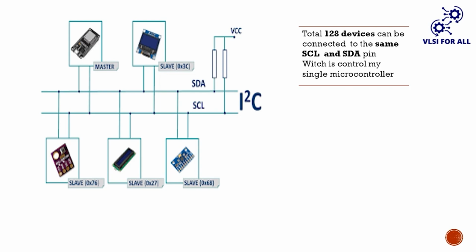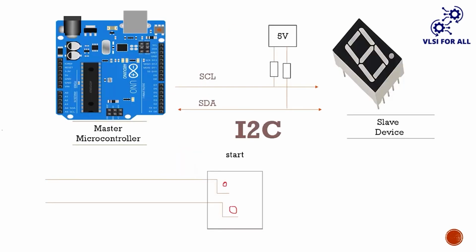Here we have a master, which is a microcontroller, and a device, which is the slave. The master wants to communicate with the slave. So the master wants to send data to the slave, for example one piece of data like 101010. How is that data going to be sent in I2C communication? Let's see. First of all, what does the master want to do?